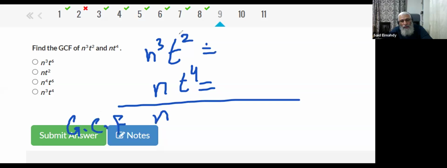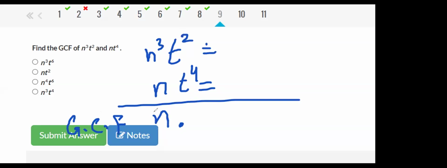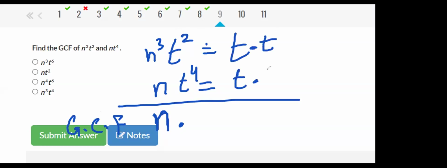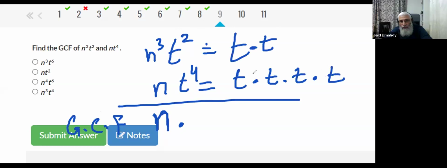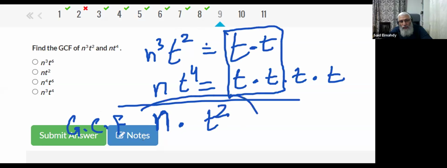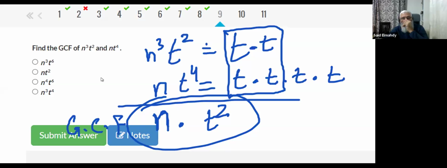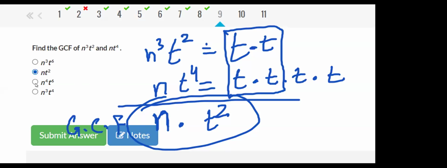And what is the common factor between t power 2 and t power 4? T? No, we have t power 2. T power 2 means 2 t's multiplied by each other, and t power 4 is 4 t's multiplied by each other. So the common factor is t power 2. So the greatest common factor is n multiplied by t power 2. Where is the solution? Right. This. The first one? No, the second one. Yes, it is.